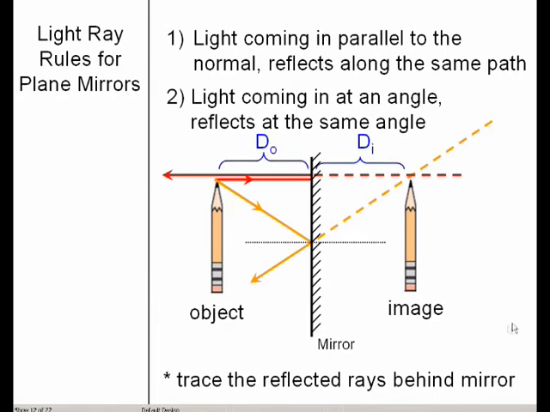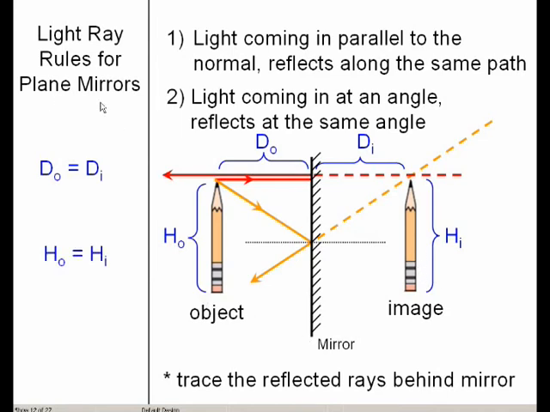Things we can measure on this: we have the distance from the object to the mirror, called DO, and the distance from the image to the mirror, called DI. And for a plane mirror, those are always equal to each other. The distance of something behind the mirror is equal to the distance of something in front of the mirror. The other thing we can measure is the heights. The height of the object is always going to be equal to the height of the image for a plane mirror. Pause and copy.